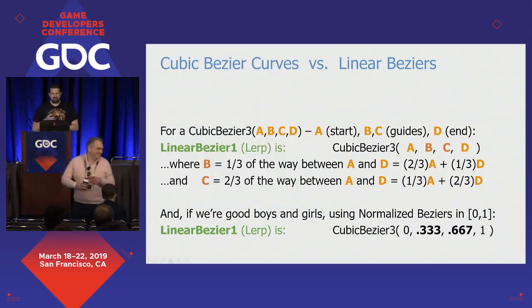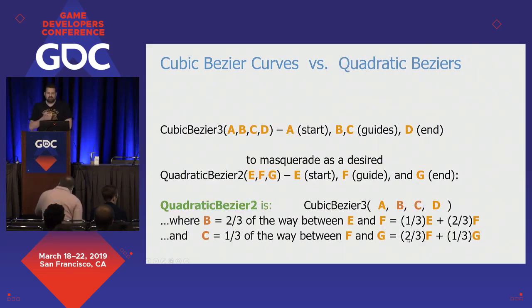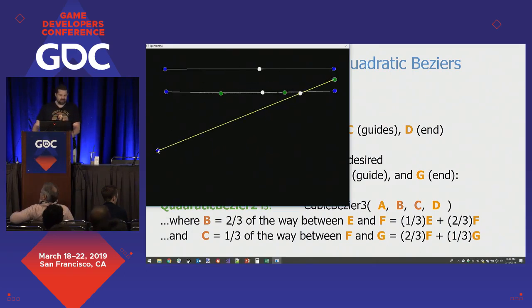So for example, we can make it appear like it's linear, but we can also, as I claimed before, make it appear like it looks like a quadratic, as if it only had an A, B, and C. So how would we do that? If I have my cubic with the 4 points, and I want it to masquerade as this thing that looks like the quadratic, I can actually place the points such that if B is 2/3 of the way on his leg and C is 1/3 of the way through, then it will look like the quadratic. And I can show you what I mean by that.